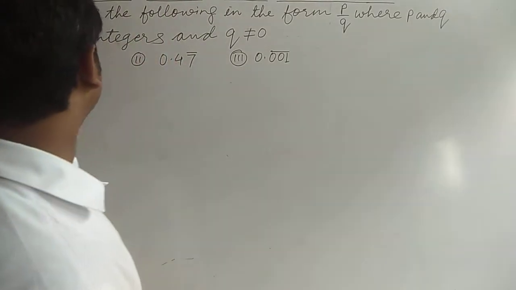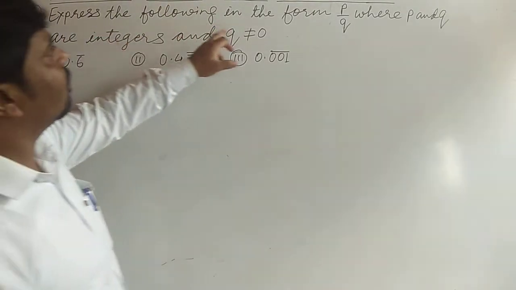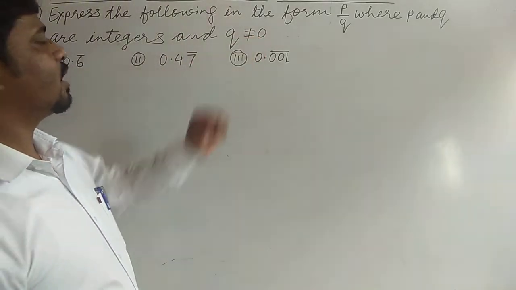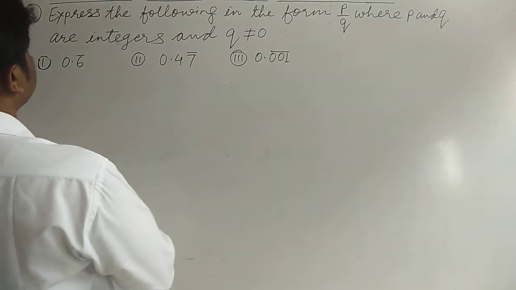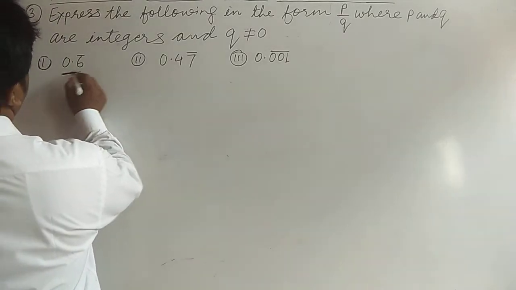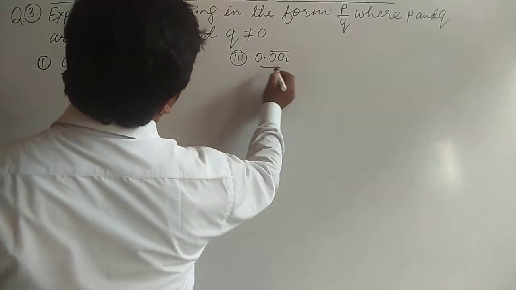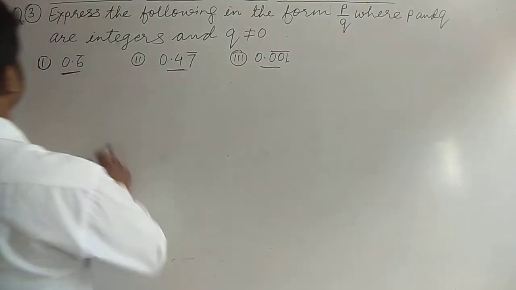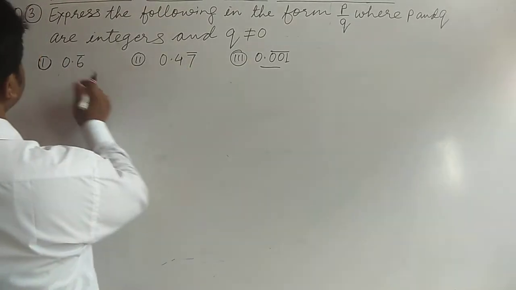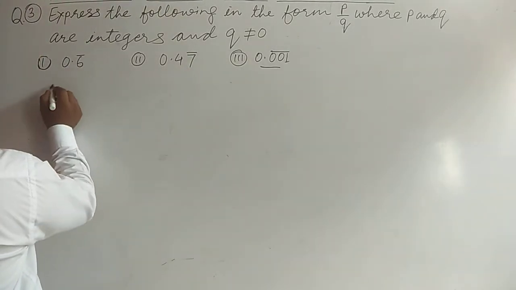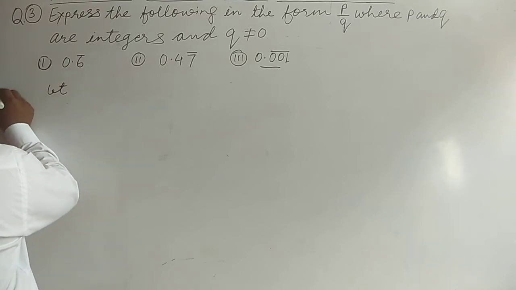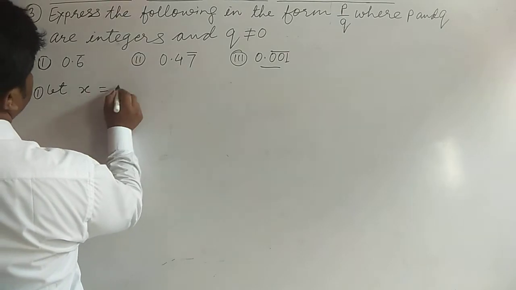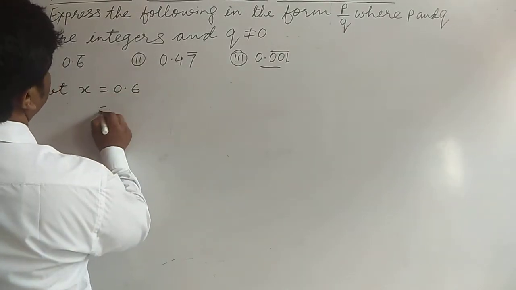Okay, see question number 3. Express the following in the form p by q, where p and q are integers and q is not equal to 0. Means this decimal expansion we have to change into the form p by q, means into the rational form. So solution number 1, let x equal to 0.6 repeating, then what will be?